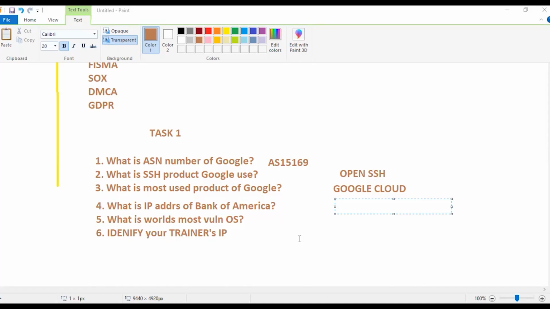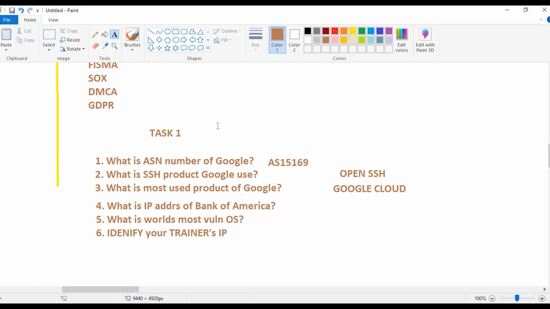See, the task was to find the IP address of a bank. Okay, there are lots of disturbances in the background. Can you guys please mute yourself for a minute? Okay, thank you very much.